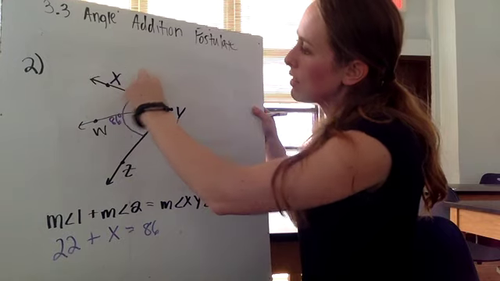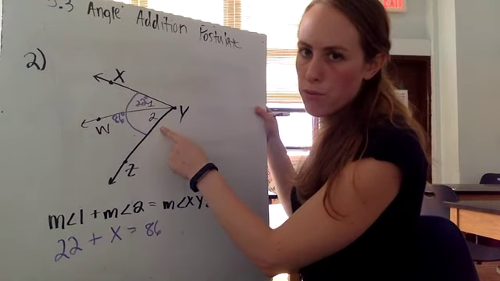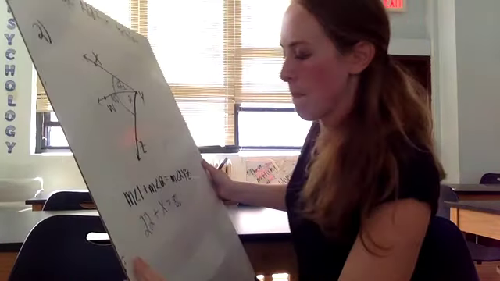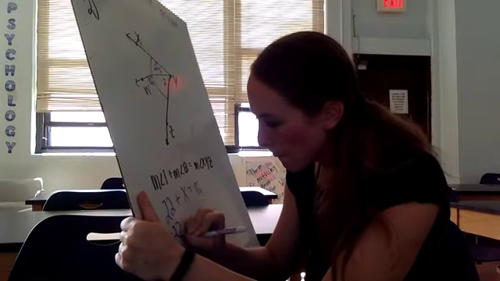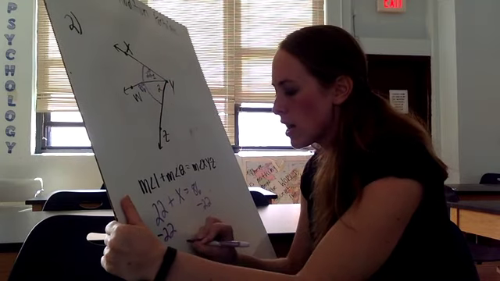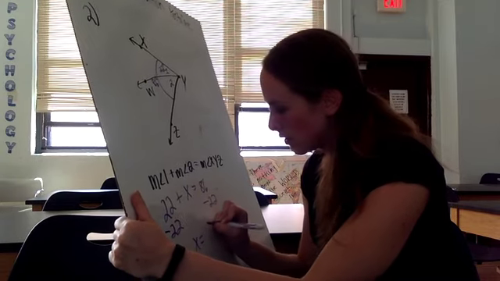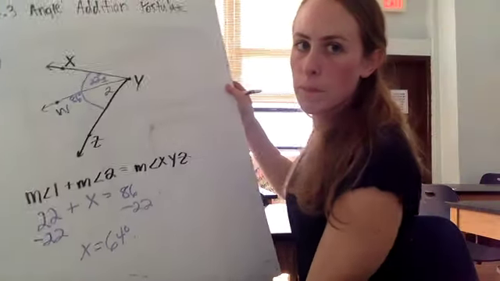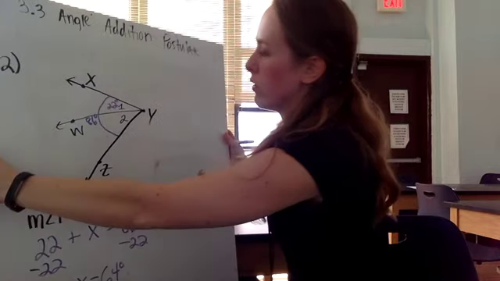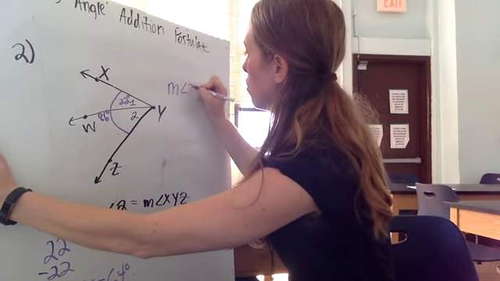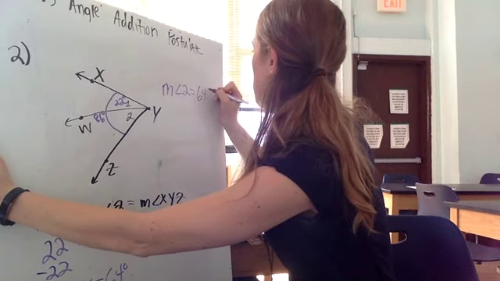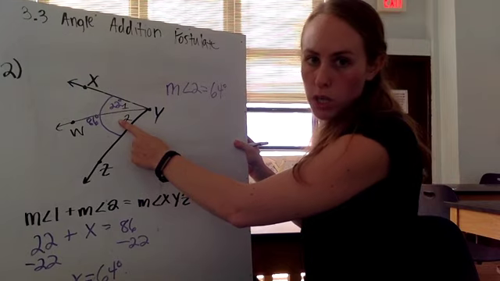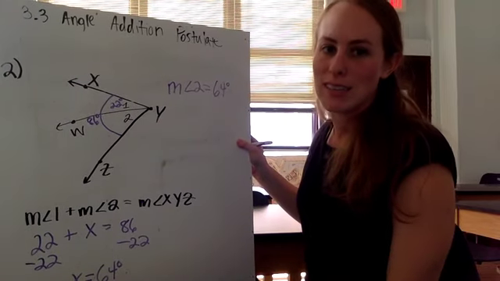Now if the whole thing is 86 and this piece is 22, how do we find the measure of angle 2? We're going to subtract 22 from both sides of the equation, and we get that X equals 64 degrees. Which means the measure of angle 2 equals 64 degrees. Which makes sense. This is 22 degrees, this is 64 degrees. Together they have to equal 86.